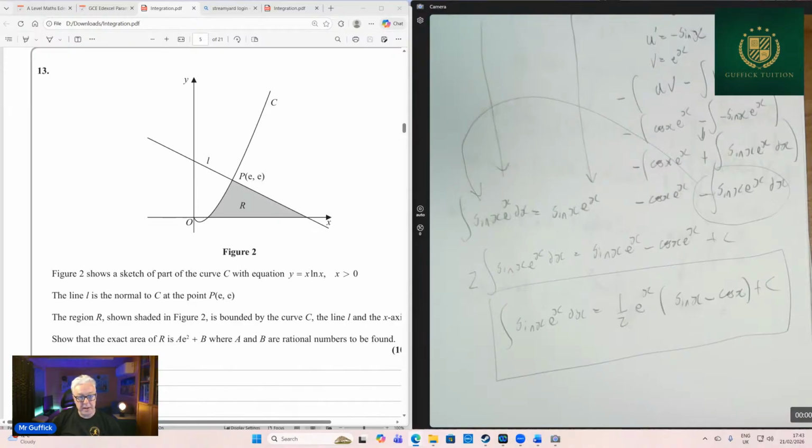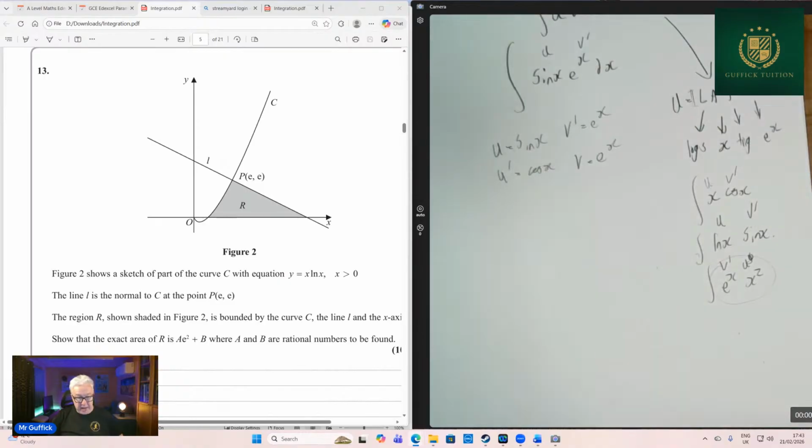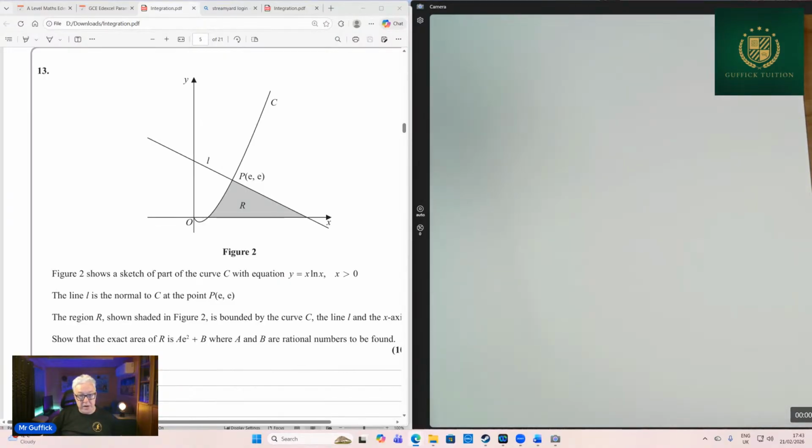So again, this is an exam question, and it says figure 2 shows a sketch of part of the curve with the equation y is equal to x ln x. Okay. And it says the line L is normal to C at the point P, which has coordinates (e, e). The region R shown shaded in figure 2 is bounded by the curve C, the line L, and the x-axis. Now show that the exact area of R is equal to A e squared plus B, where A and B are rational numbers to be found.